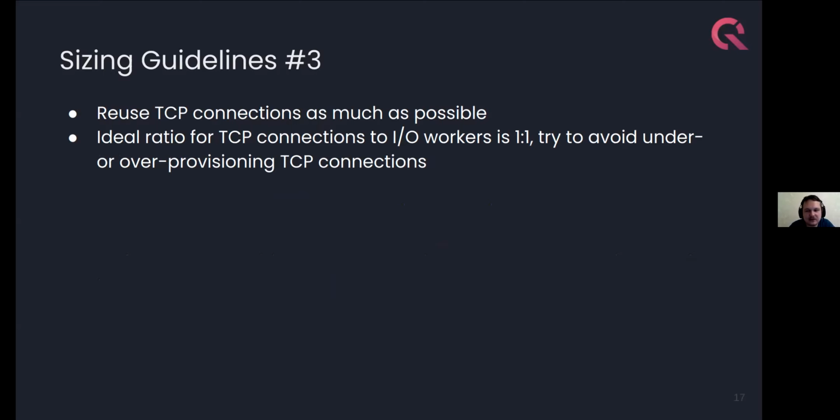And ideally, the ratio for TCP connections to IO workers is 1-to-1. And we really recommend you to try to keep this ratio. So avoid under or over provisioning TCP connections.